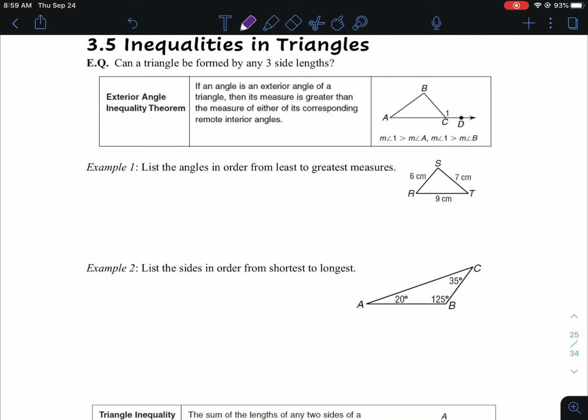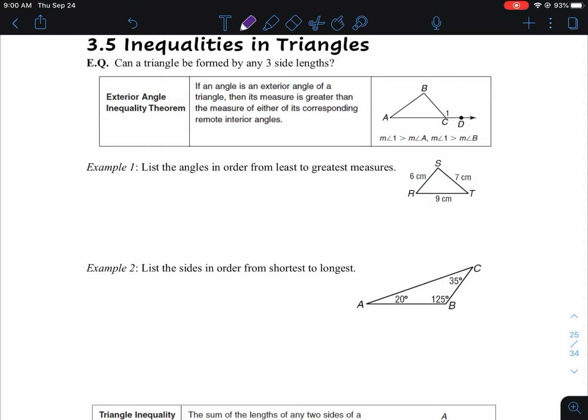Section 3.5 is inequalities in triangles. By the end of class, you should be able to answer: can a triangle be formed by any 3 side lengths? If you were in class today, you would have been able to get a piece of spaghetti. If you're at home, you could do this.